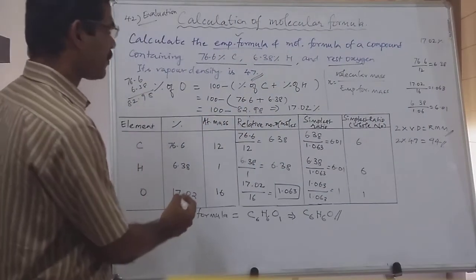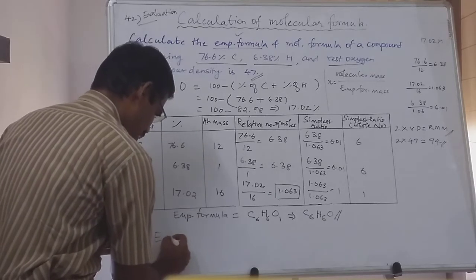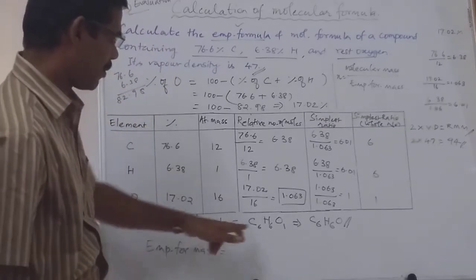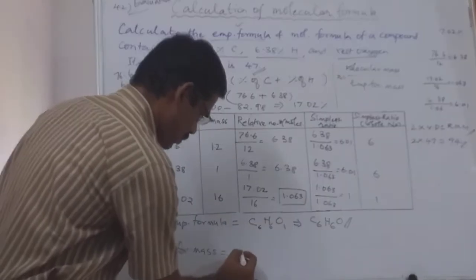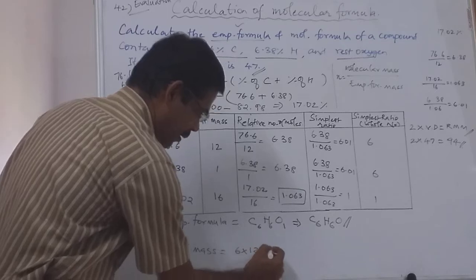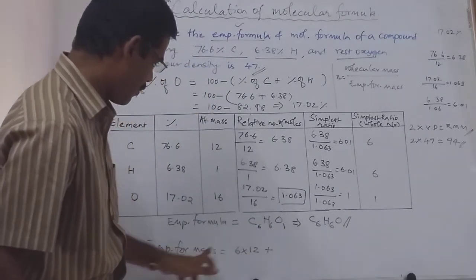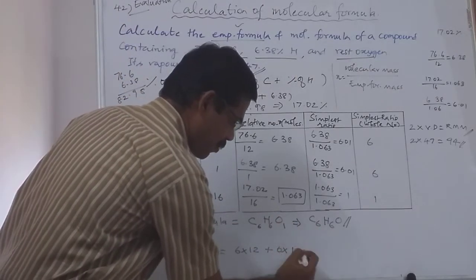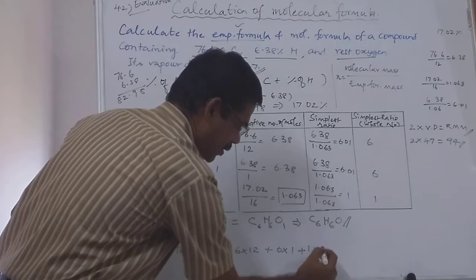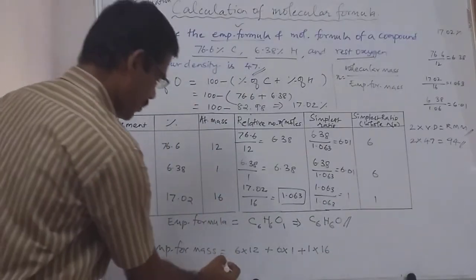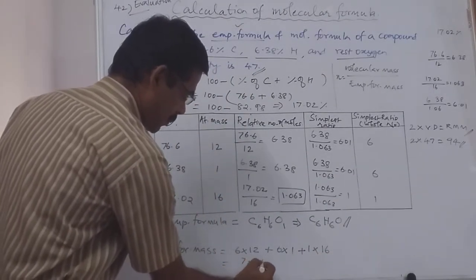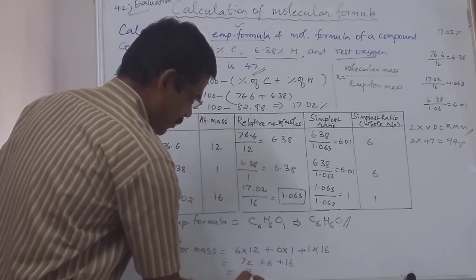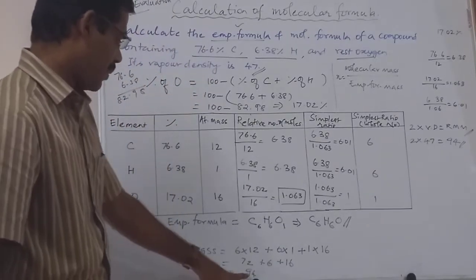Fine. Now we are calculating the empirical formula mass. We know how to calculate it. How many carbons here? 6 carbons. So 6 into 12, where 12 is the atomic mass of carbon. Then 6 into 1, for hydrogen the atomic mass is equal to 1. Plus 1 into 16, for oxygen the atomic mass is equal to 16. That is equal to 72 plus 6 plus 16. So this will be 94. So the empirical formula mass is equal to 94.